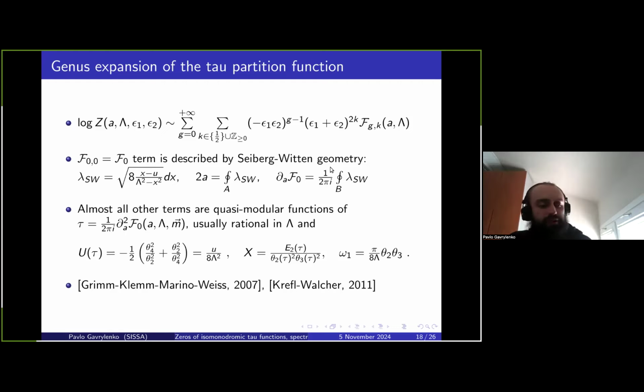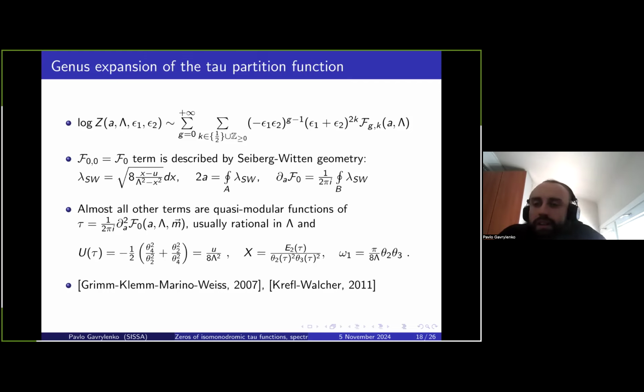If we derive such a formula from topological strings, then this minus epsilon 1 epsilon 2 will be the string coupling, and this genus will be the genus of the worldsheet. But in principle, we can say that it is just some expansion of the same kind as we have in matrix models. So it is some typical form of expansion.